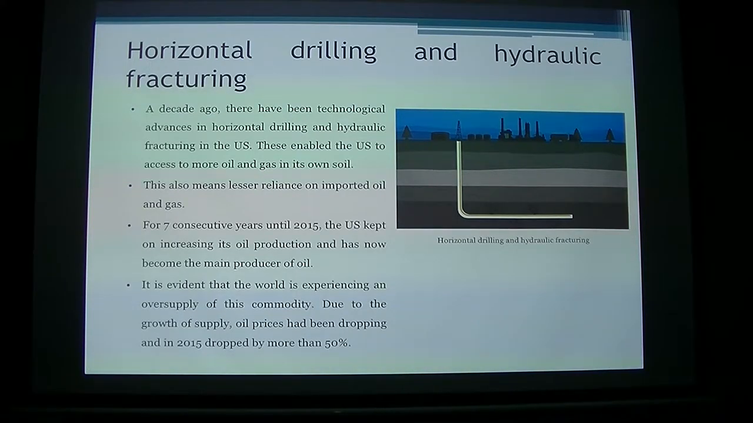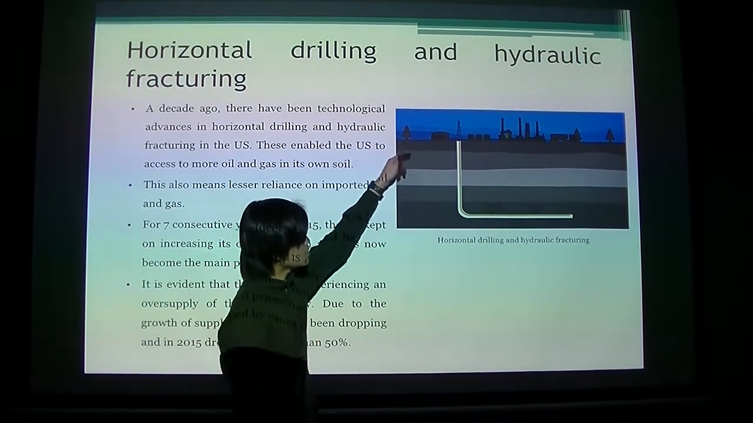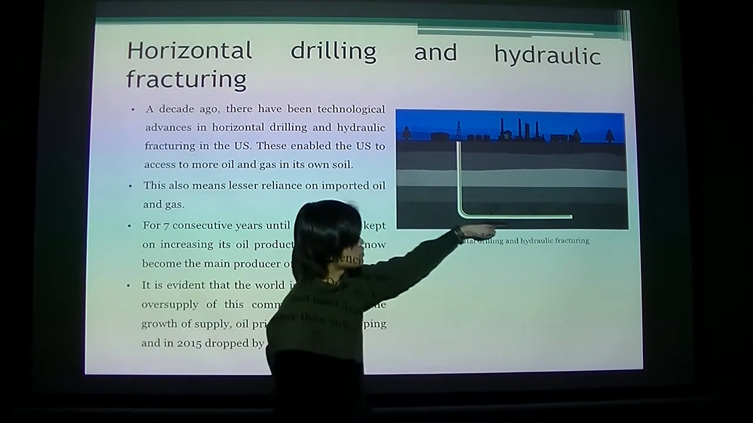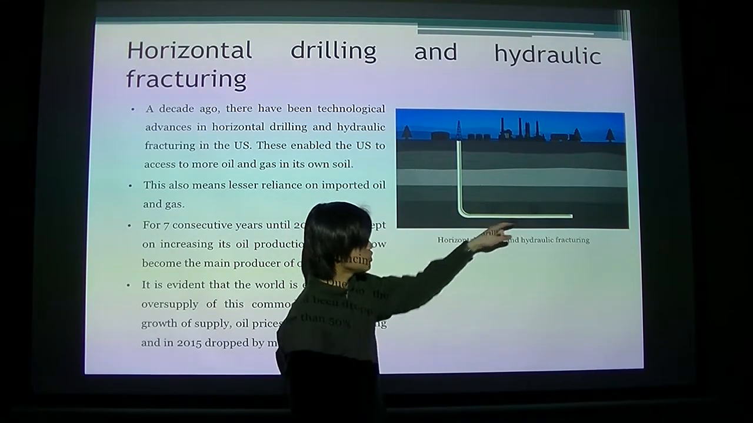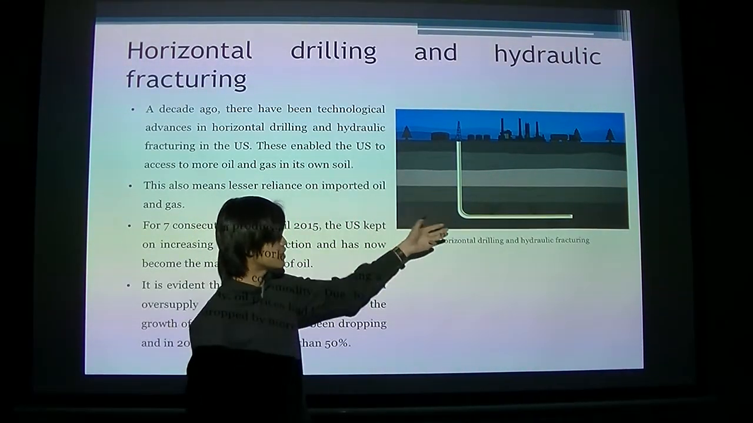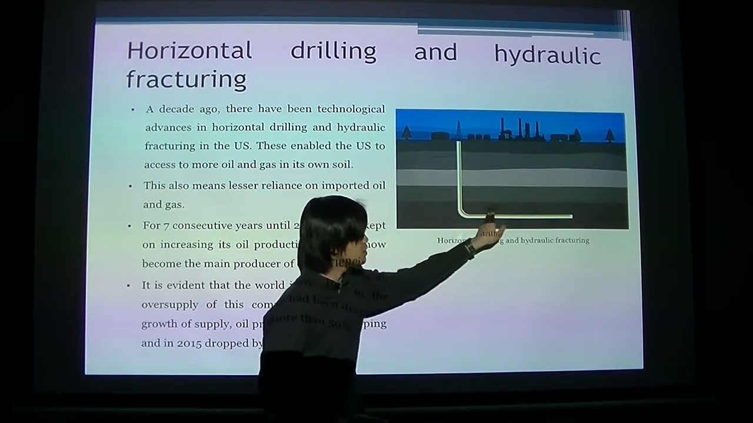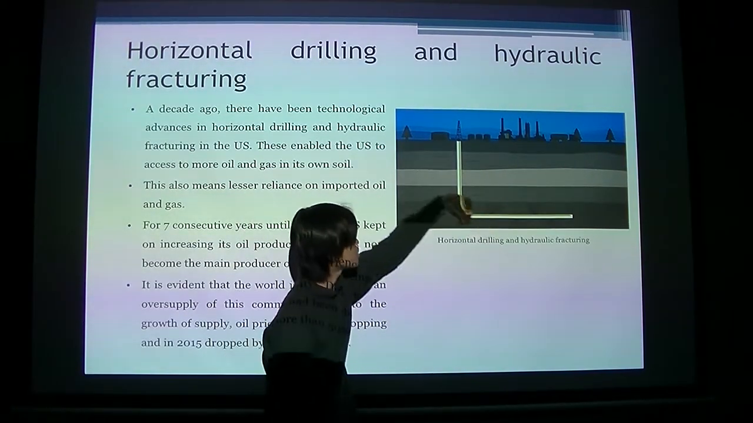Basically, pipes are installed underground about 10,000 to 13,000 feet, and then a fluid containing water, sand, and a small amount of chemicals is pressurized and injected into the wells, penetrating the shale. So water, sand, and chemicals are injected and pressurized, and they break the rocks to penetrate inside and obtain the oil and gas that they can offer. And then they take them back.